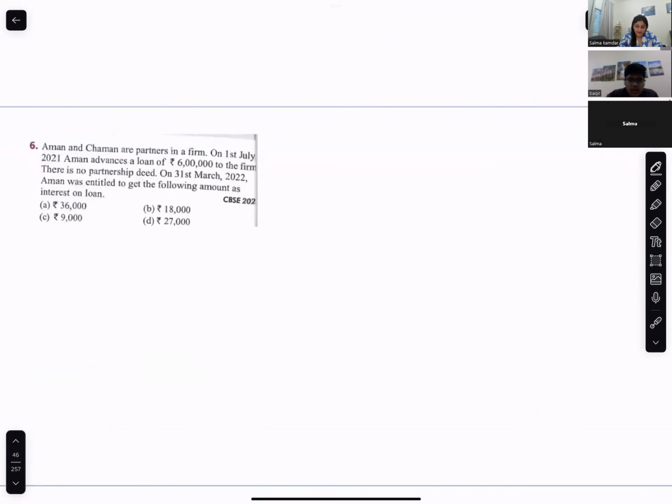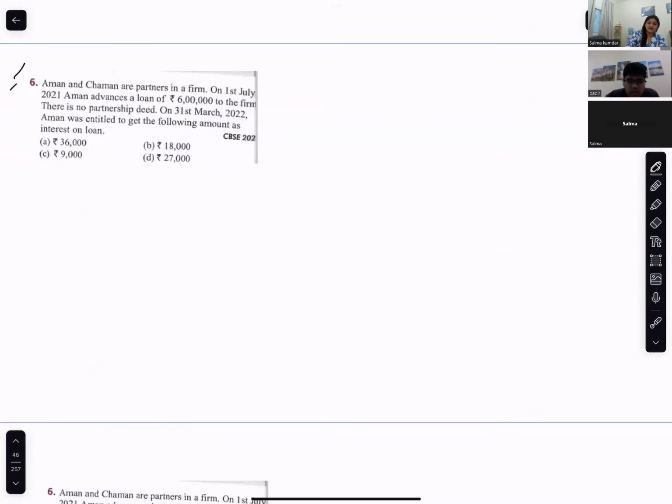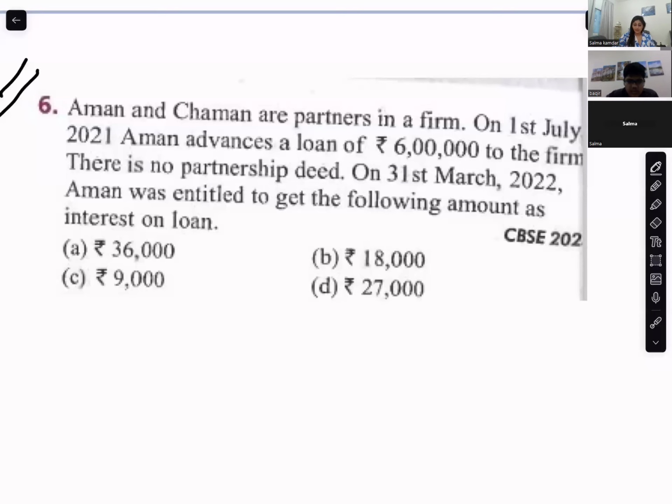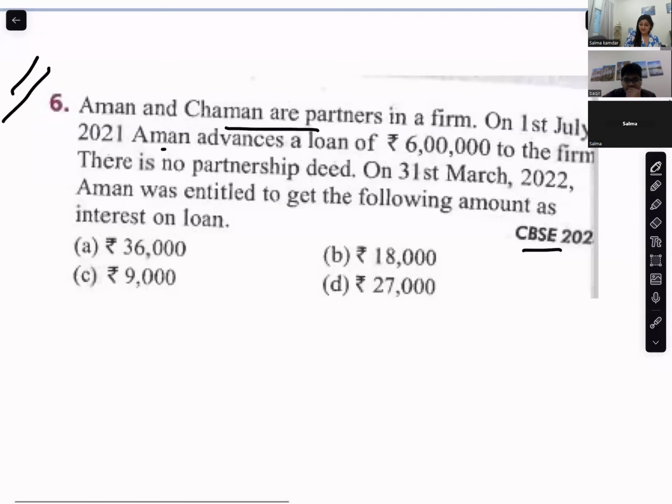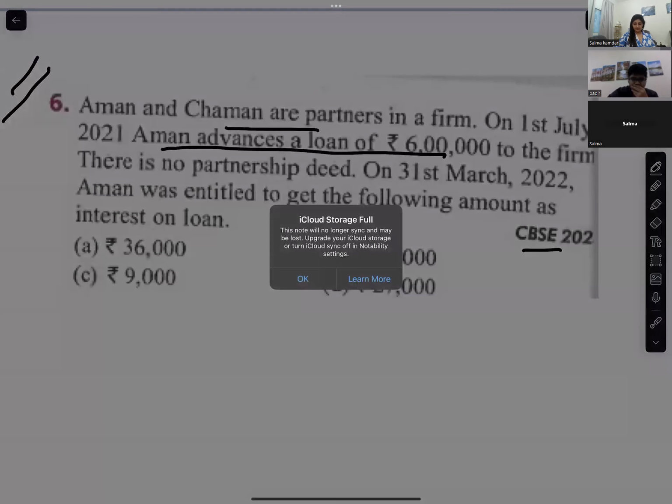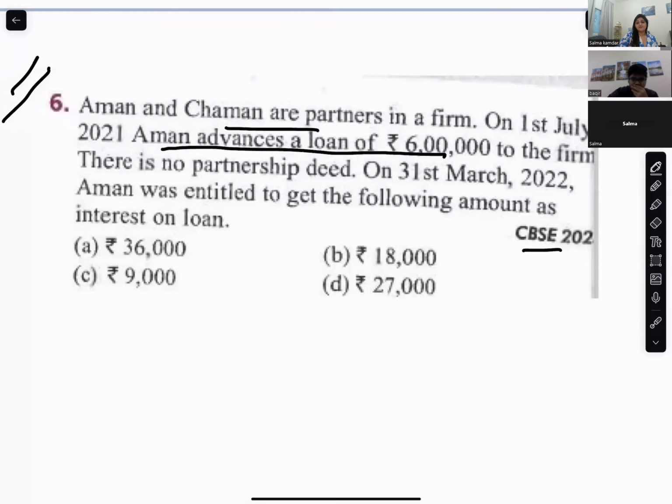Try to do the 6th one. When stuck, I will help you. Aman and Chaman are partners. It is a CBSE question. On 1st July, Aman is giving a loan of 600,000. In the absence of deed, interest on loan is how much percent?